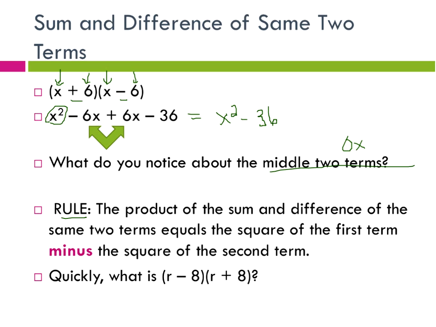So that's kind of our rule, is that the product of the sum and difference of the same two terms equals the square of the first term minus the square of the second term. So quickly, I'm sure you can type in then, what would r minus 8 times r plus 8 equal?